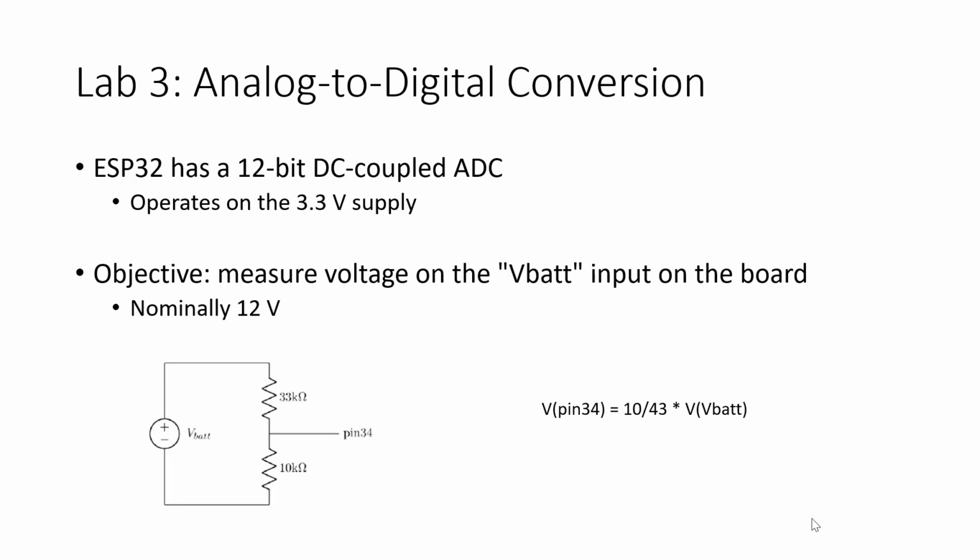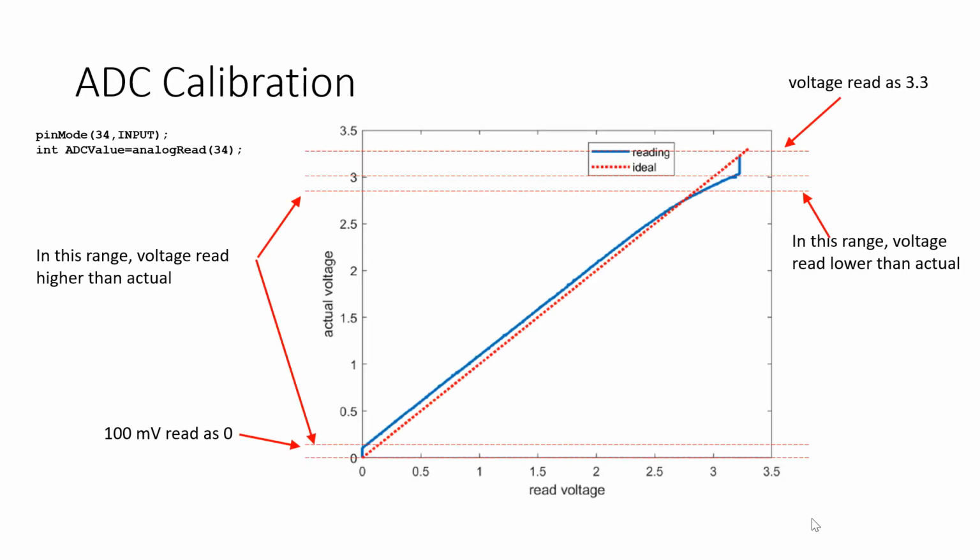Everyone comfortable with the voltage divider? So in other words, if you want to know what the VBAT input is, you have to do the ADC and then multiply that by 43/10 in order to convert it back into the original voltage range. Okay. All right. So now here's the other issue. The ADC on the ESP32 is basically garbage. It doesn't work very well at all.